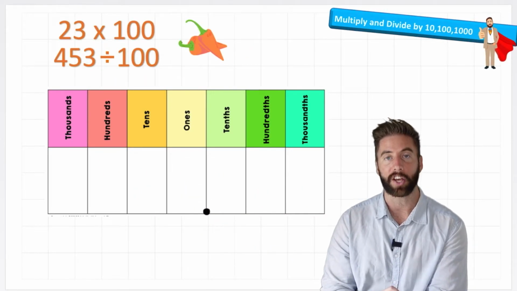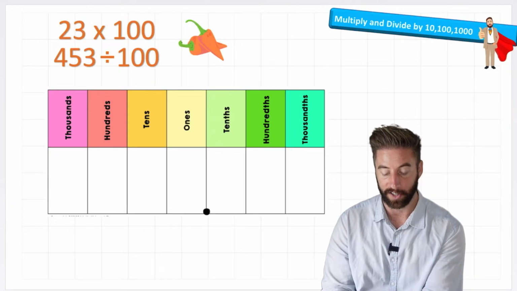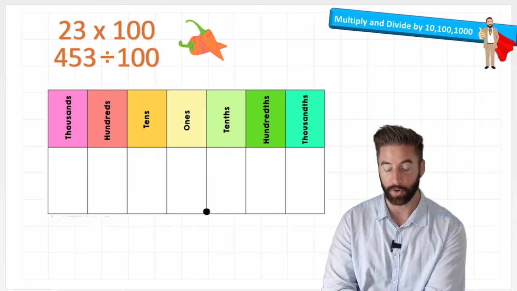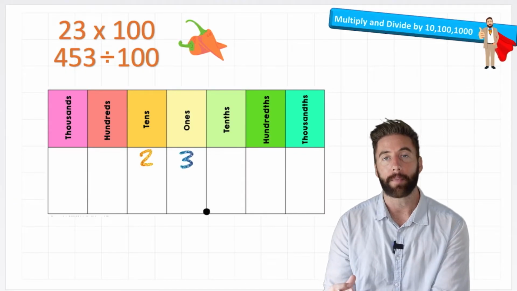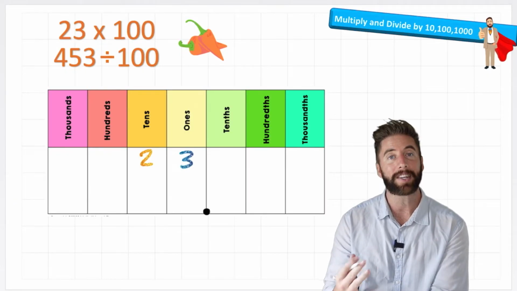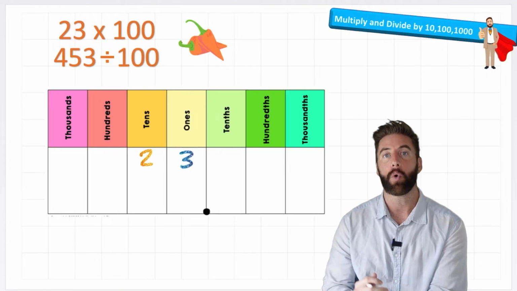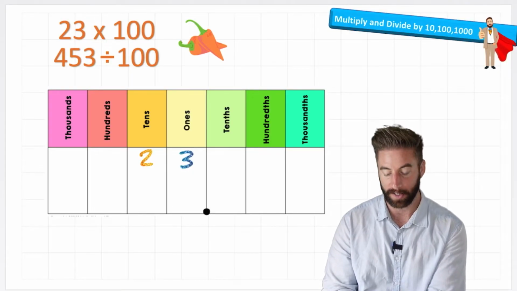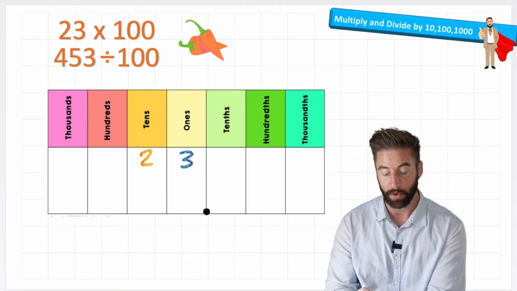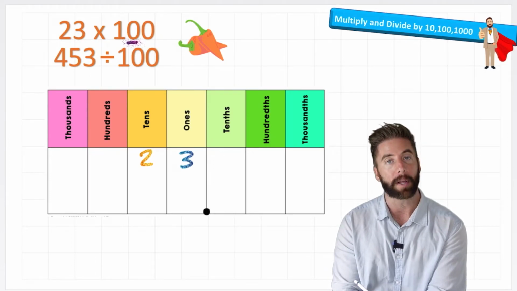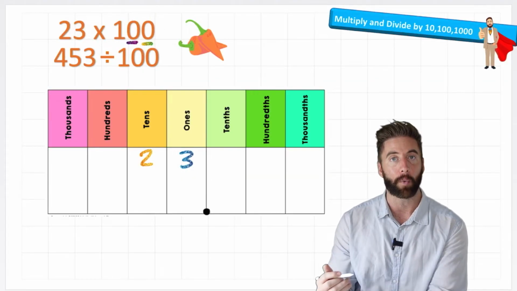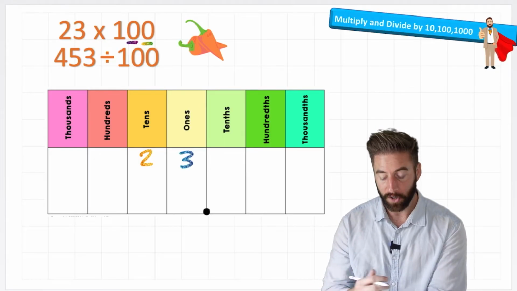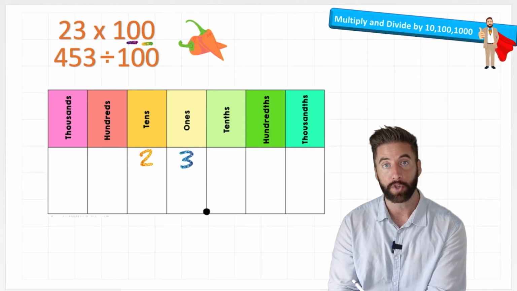Okay, let's turn things up a little bit. Let's get an orange chili challenge. I'm looking at 23 times 100, and I'm going to put my 23 in place just like before, but this time I'm multiplying by 100. And when I do that, I now need to make our number 100 times larger than what it is. So to do that, I'm going to move it not just one place up our place value chart, but 2 places. And I can see that because I have 2 zeros in my 100. So to make it 100 times larger, here we go. Let's move them 2 places.